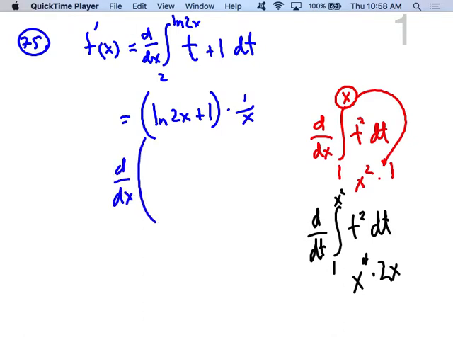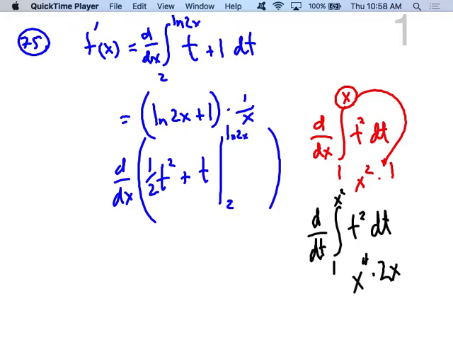Like I said, we could have done this the hard way and said, okay, big parentheses here, now I'm going to do all this business. I'm going to do 1/2 t squared plus t, and evaluate that from 2 to the natural log of 2x. Plug in natural log of 2x, simplify, plug in 2, simplify. Then when I get done with that big monster, take the derivative of that. That's a little ugly though.